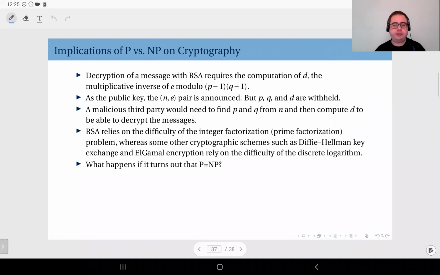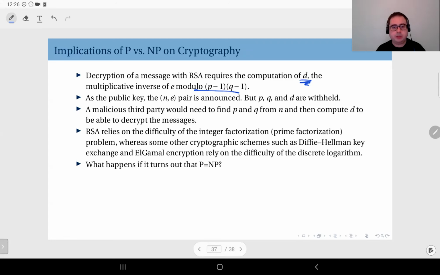So finally, in this lecture, I would like to tie this in with the P versus NP problem. Now we are relying on a difficult problem for public key cryptography to work. That's listed here as decryption of a message with RSA requires the computation of D. Recall, this is the multiplicative inverse of E modulo (P minus 1)(Q minus 1).